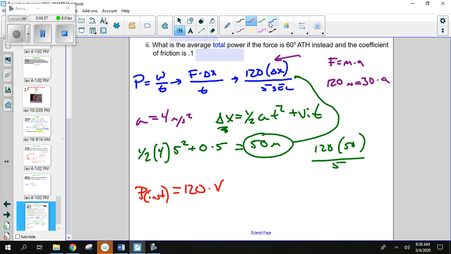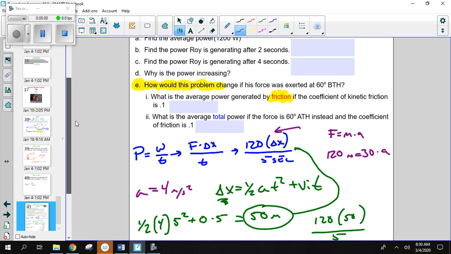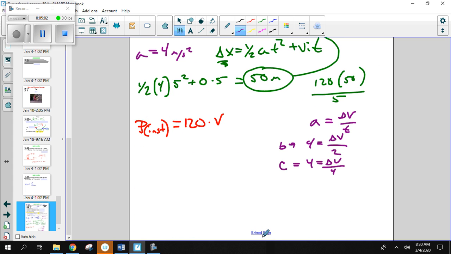Because, side note, our acceleration that we found before is our change in velocity over time. We got the time, 2 seconds and 4 seconds. So let's do that for both parts. So this is B and C. So for B, 4 equals change in velocity over 2. For C, 4 equals change in velocity over 4. Yay! Look at that, right? 2 seconds and 4 seconds. So cool!